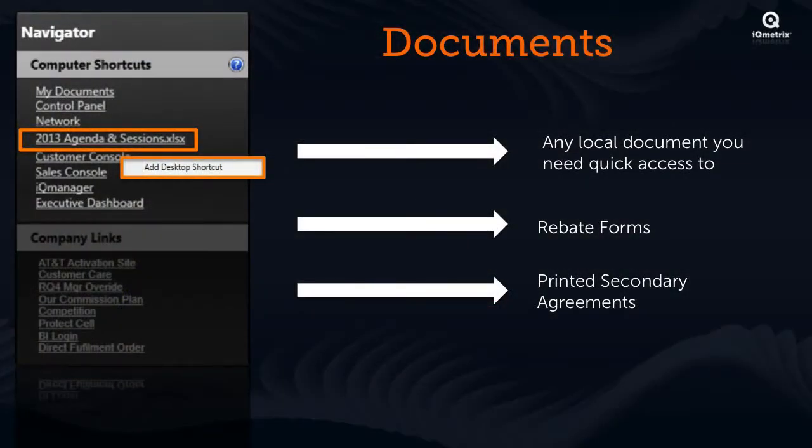The other cool thing about this widget is the computer shortcuts. Most people don't know that you can actually right-click and add a shortcut on there. So you see I just uploaded our agenda on here, so if I ever needed to get to it quickly, I would click on it and open up that document for me. So this is going to be really good for your rebate forms. Anyone who uses a printed secondary agreement, you can throw that on there.